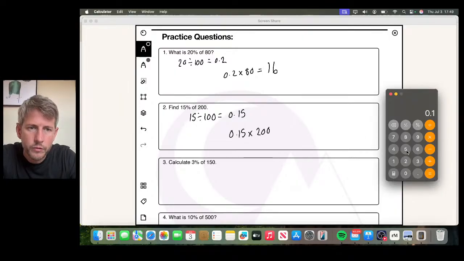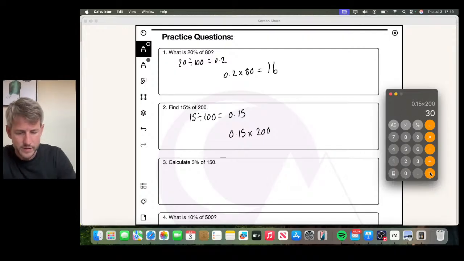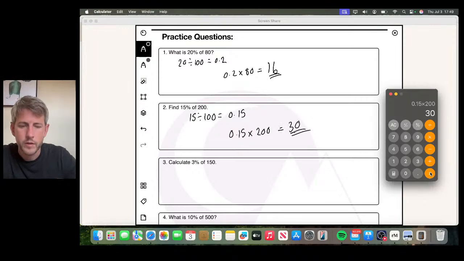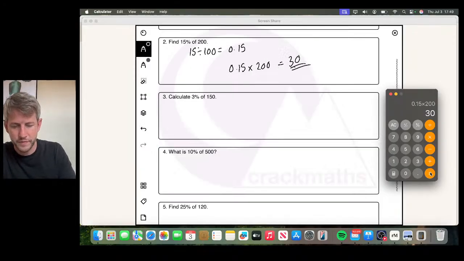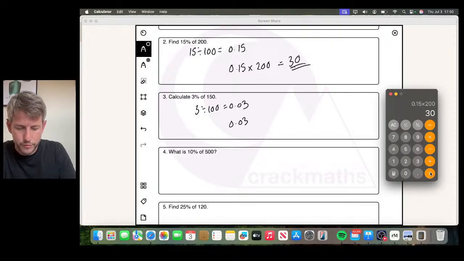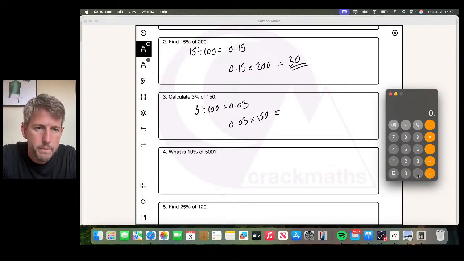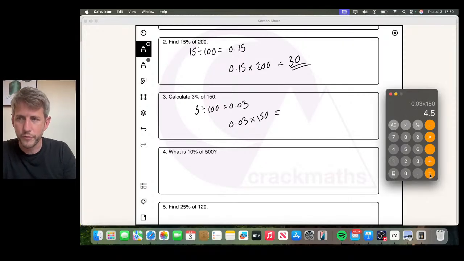0.15 times 200. So that will equal 30. Next one, calculate 3% of 150. So we've got 3 divided by 100 equals 0.03. 0.03 times 150. Let's do that here. And that's 4.5.